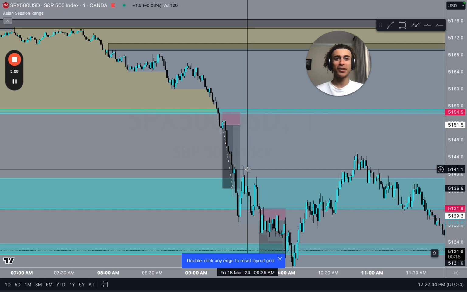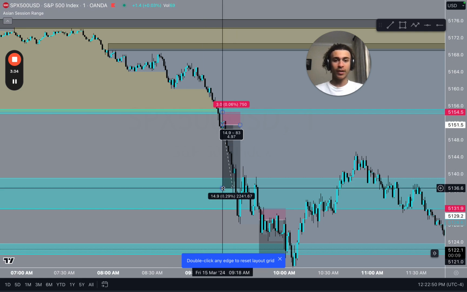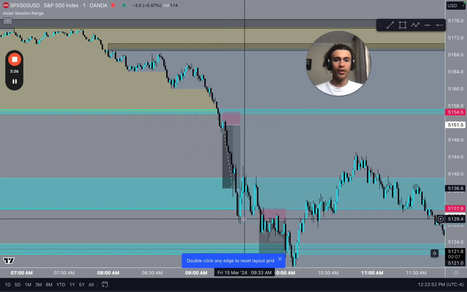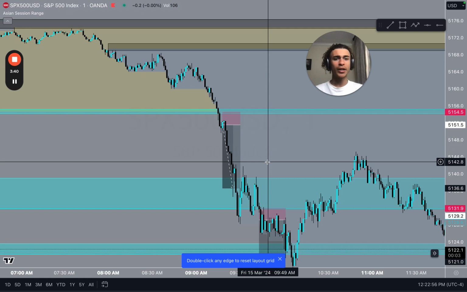Right, I'm just going to tell you guys right now, I missed out on a lot of this move. I still made money though, so that's why I'm happy. I caught around 15 points. This move ended up being around 20 points, even more than that, like 30 points. So I missed out on a lot of the move, but I'm not trying to catch every single move.